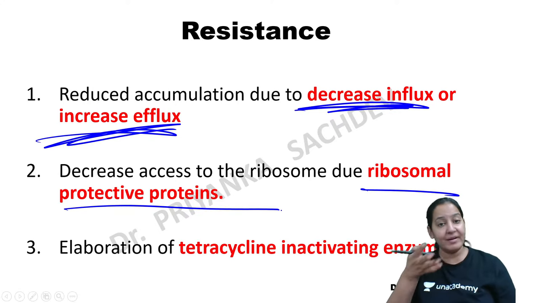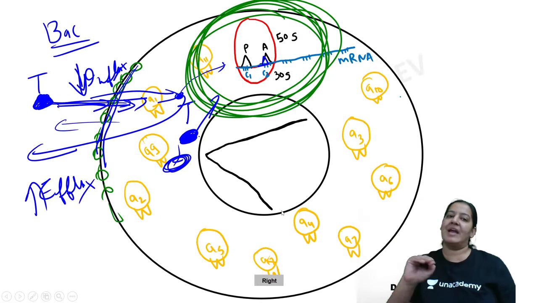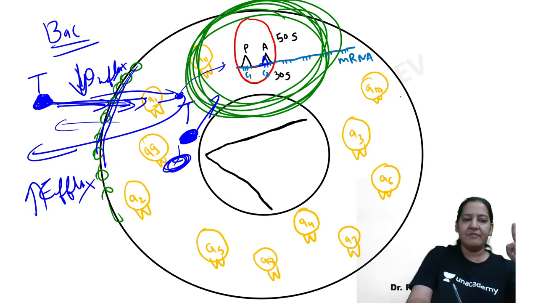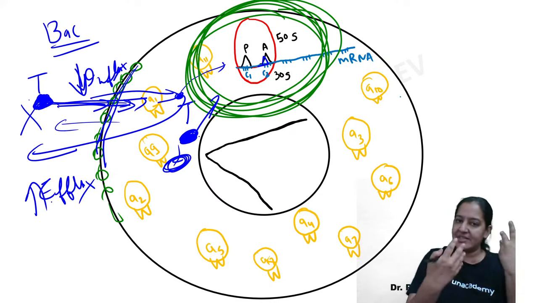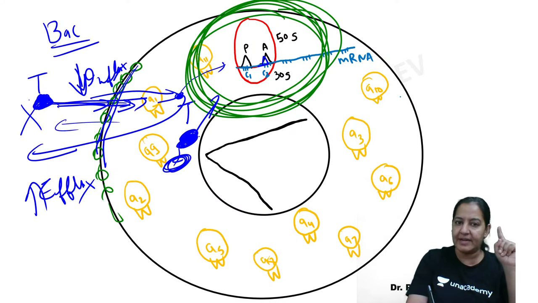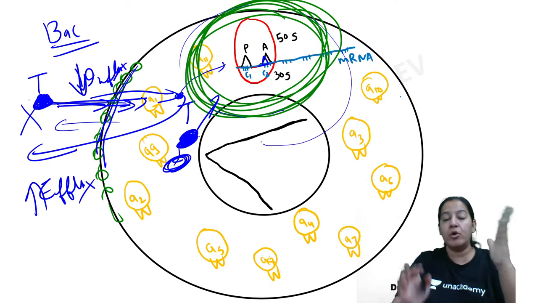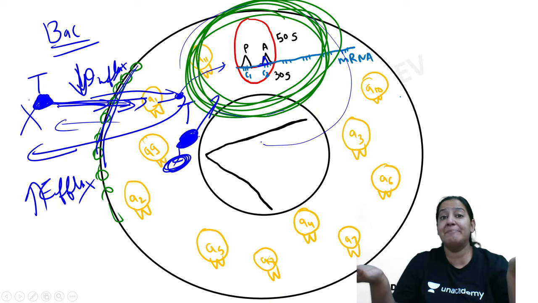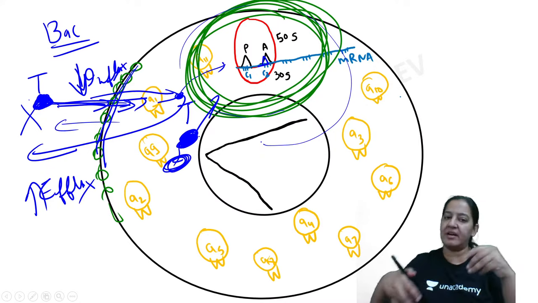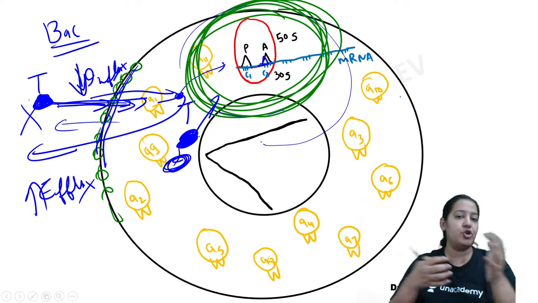This can also happen. Bacteria are very smart. Number three, the last mechanism. Suppose the first is not working, influx and efflux are spoiled and all the tetracycline is already inside, and the protective covering cannot be formed. Then the bacteria gets afraid: now I will be killed, my growth will be stopped because I don't have a covering and tetracycline is already in. Now something else should be done, right?